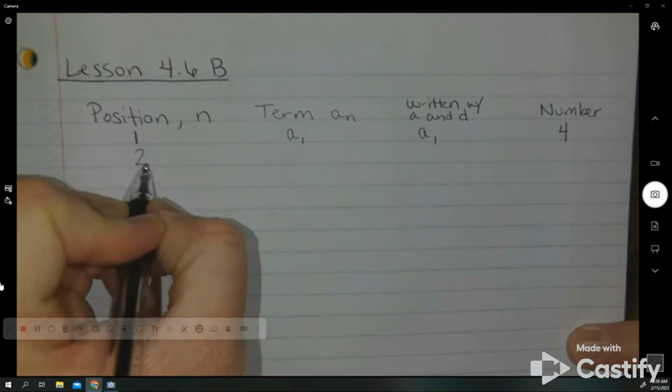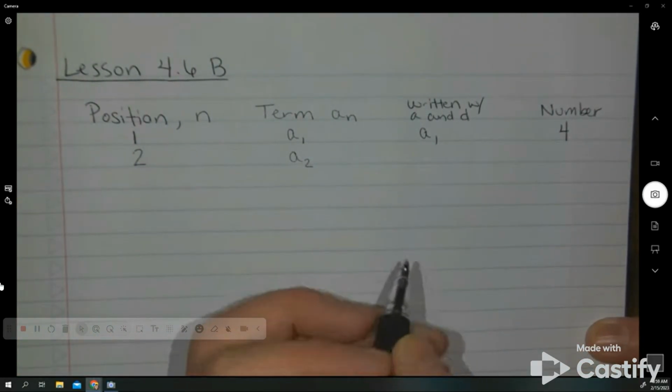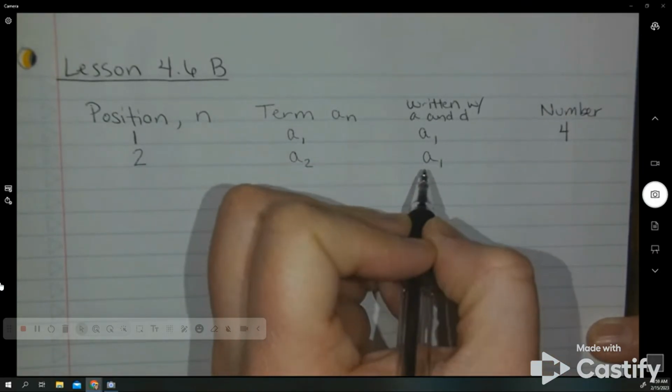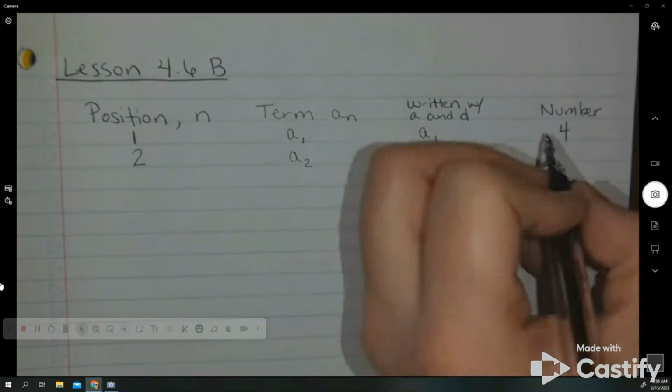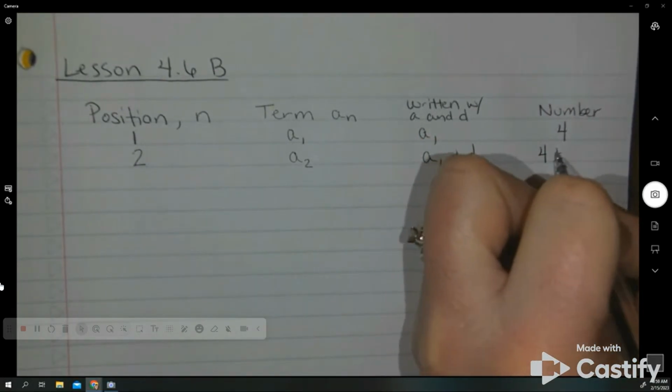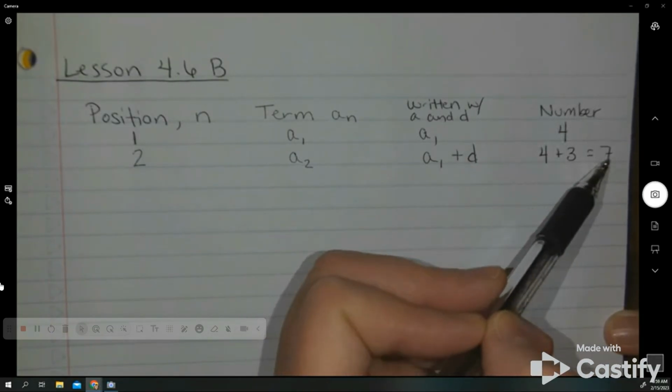So if I did my second position, I would have the term A of 2, and then I would take A of 1, which was our first number, plus D, which again is that common difference. So we've got plus D. And let's say that our first term again was 4, and let's use a common difference of 3. So we'd say plus 3, that would give us 7 for the number. So if we're looking at the pattern, we go 4 and then 7.